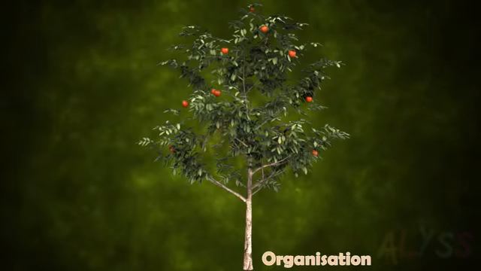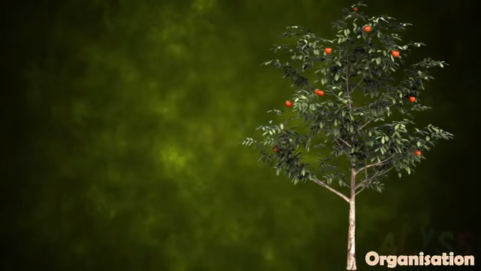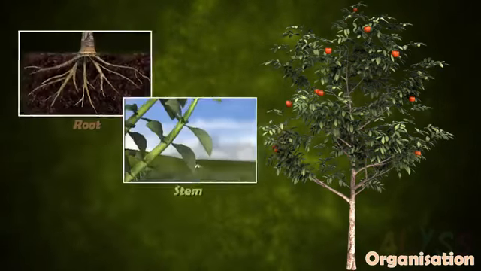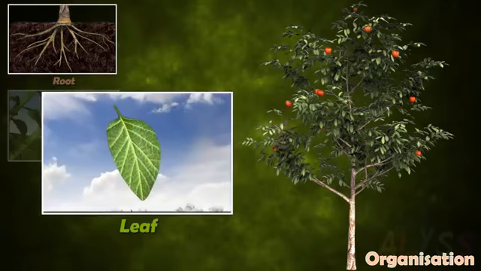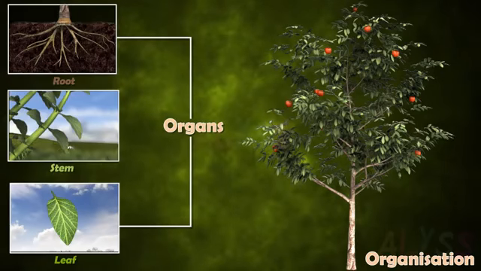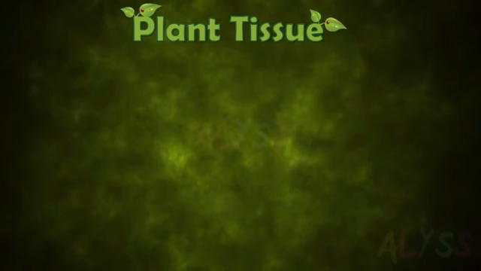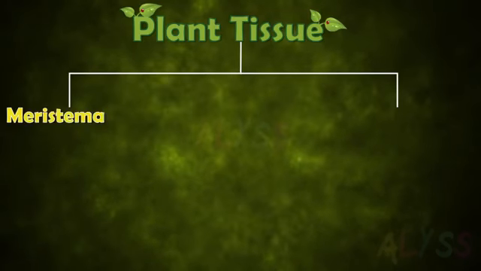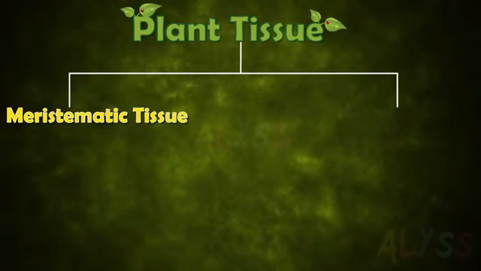The next level of organization forms organs combining different tissues. Examples include root, stem, leaf, etc. There are two types of plant tissue. First one is meristematic tissue, which has dividing cells.